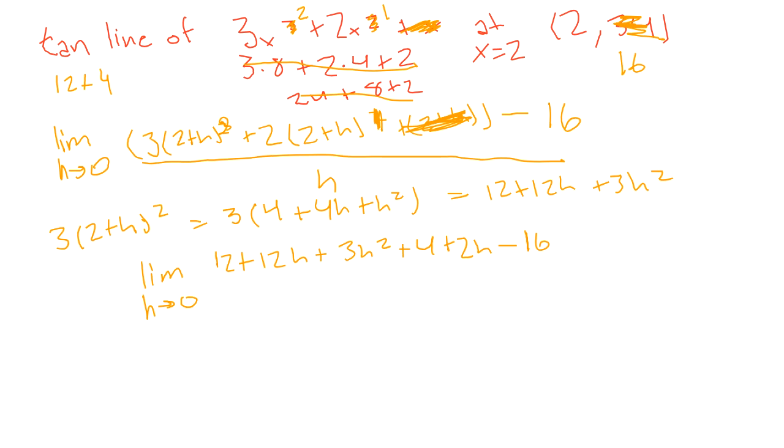All over h. So the first thing we can see is we have a 12, a 4, and a 12, 4, and then a minus 16. So all of that can be canceled out. So now we're going to get our 12h plus our 3h squared plus 2h all over h.